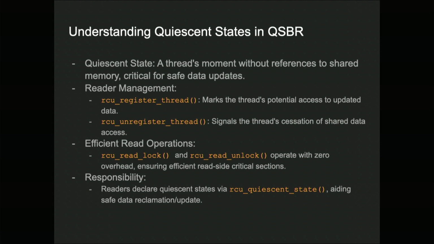That's a point where we should modify our original code to add these 2 functions to make it work. After that, the read operations could have 0 overhead. However, we need to change the code to make it work. Readers need to call rcu_quiescent_state periodically.